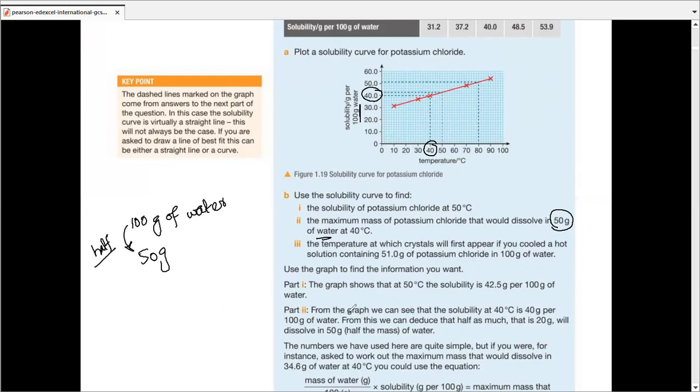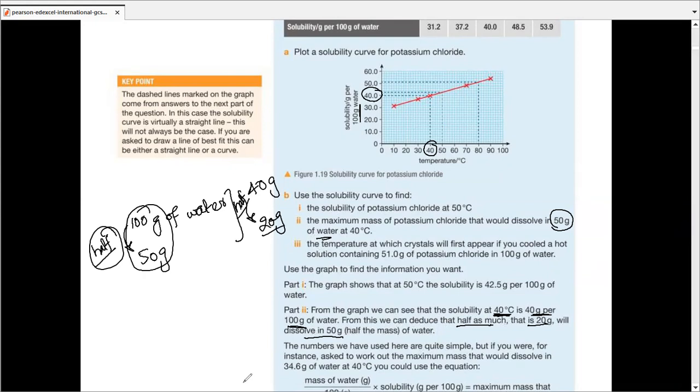Now let's look at the answer. From the graph, we can see that the solubility at 40 degrees centigrade is 40 grams per 100 grams of water. From this, we can deduce that half as much, 20 grams, will dissolve in 50 grams. So if they halve this value, you are supposed to halve your value as well, from 40 grams all the way to 20 grams. You need to find a link between these two values, and apply the same link over here.